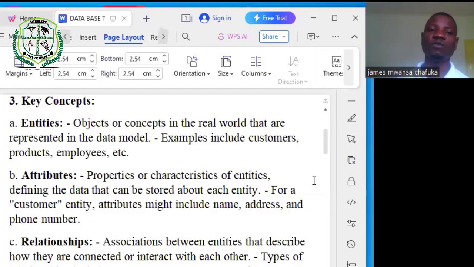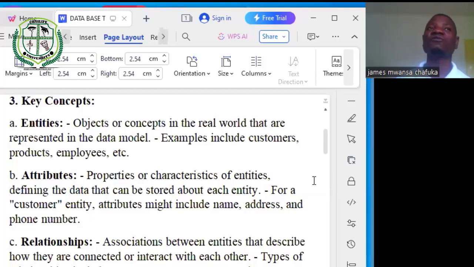When you talk of attributes, these are properties or characteristics of entities, defining the data that can be stored about each entity. For a customer entity, attributes might include name, address, and phone number. Remember, examples of the entities can be customers, products, and employees. But examples of the attributes can be the customer name, the customer address, and the phone number.